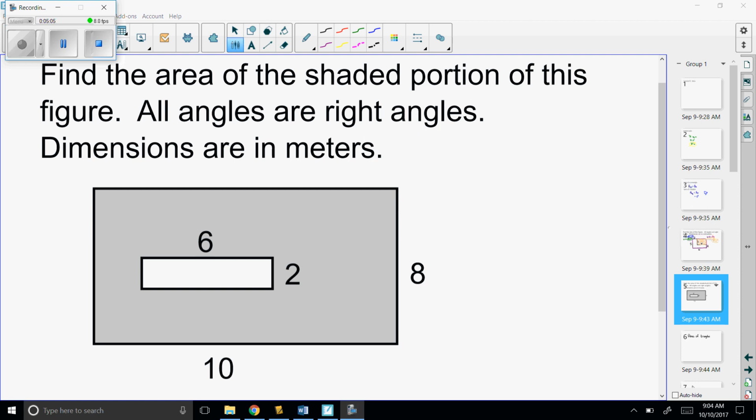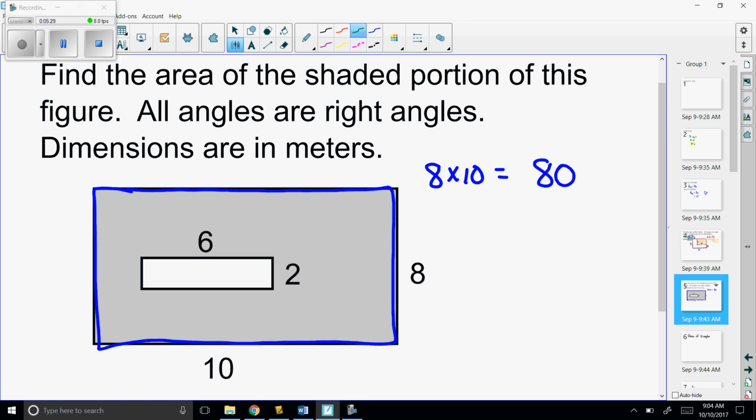Ethan, what did you do? Okay, so you found the area of the large rectangle, which was 8 times 10, which gave you an area of 80. That would be if I talked about the whole large rectangle. But then to find the area of the shaded region, we needed to subtract this smaller rectangle from it, which had dimensions of 6 by 2, which was 12. And if you subtract that correctly, you get 68.